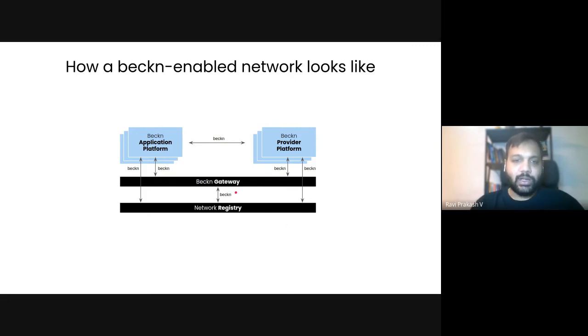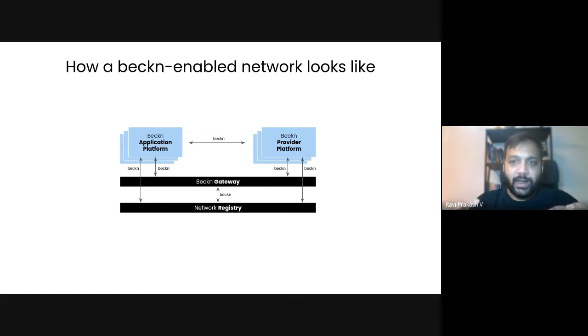And once you install these platforms on your local environment or your development environment, all you need to do is register the endpoints of the Beckn application platform, the provider platform, and the gateway onto the registry, and that's it. You have a prototype running network on your local system. That's all you need to do.